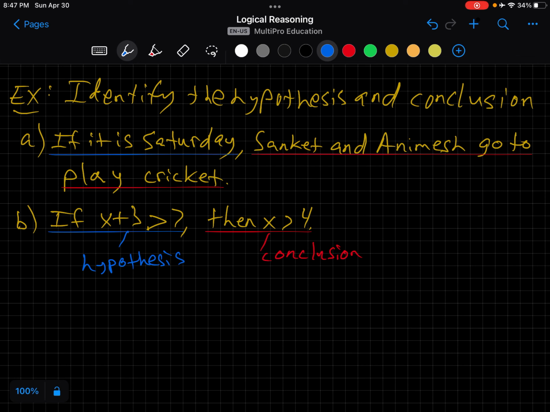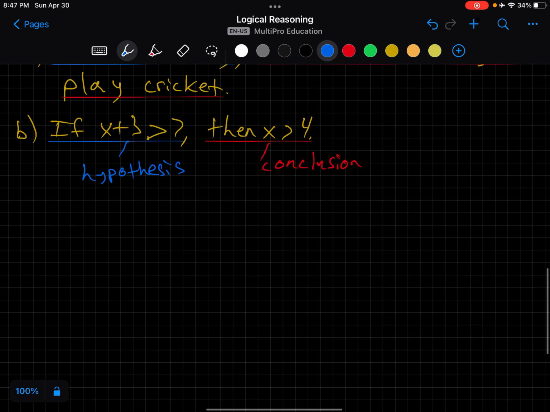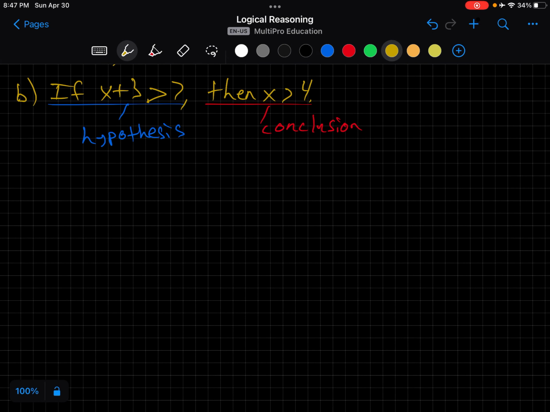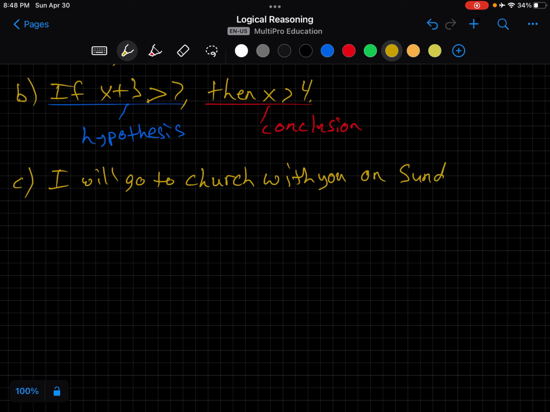All right. Now, I noticed this went in a certain order. We always had the hypothesis first and the conclusion last. That doesn't always happen. Let's try to find an example where this is the case. So let's say I will go to church with you on Sunday.